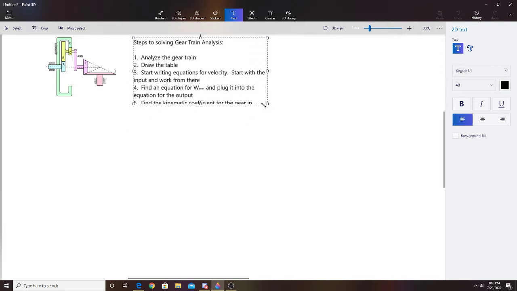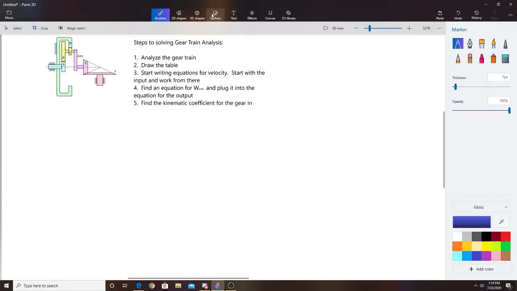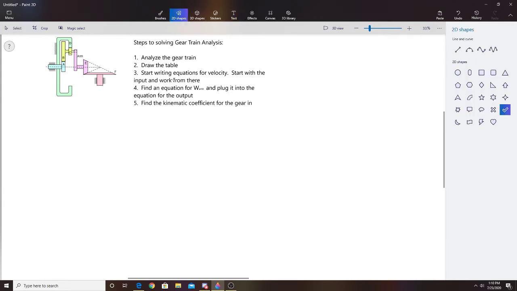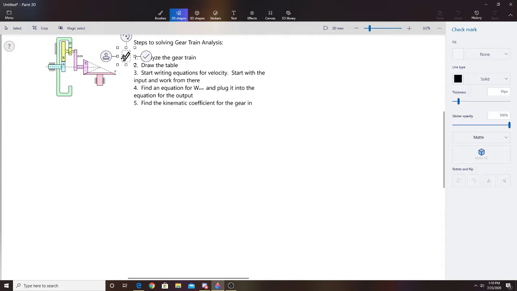And so that is the steps. Let me go ahead and make that a little bit different so we can have some more room. Okay, so there we go. There's the steps. So we're going to start with step 1: analyze the gear train. And I'll go ahead and put a check there.